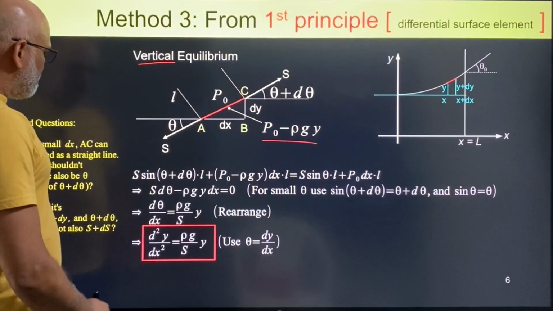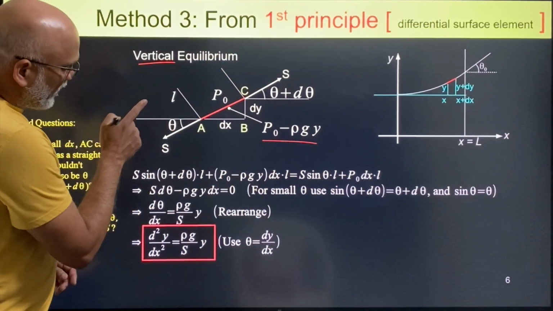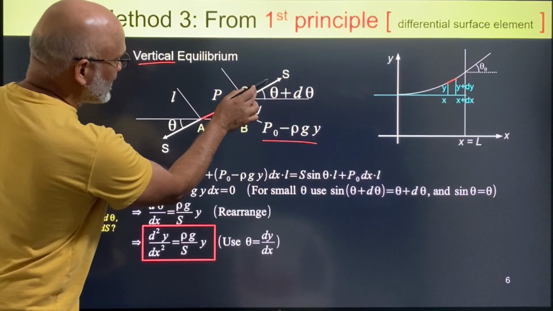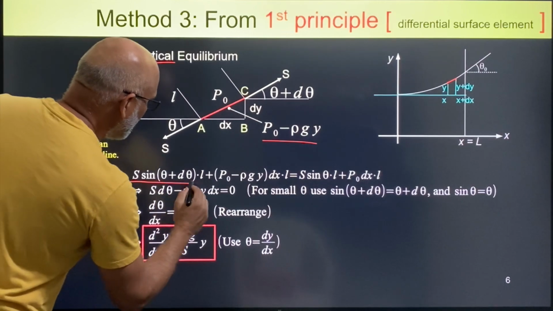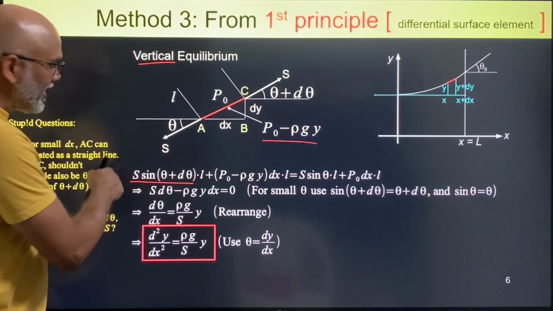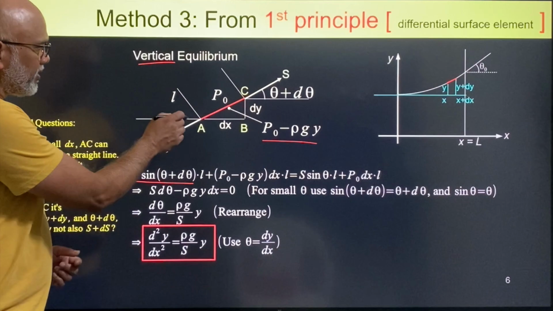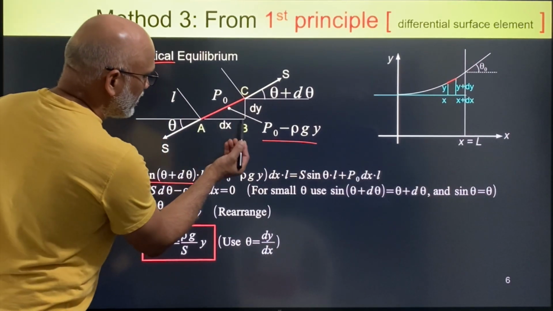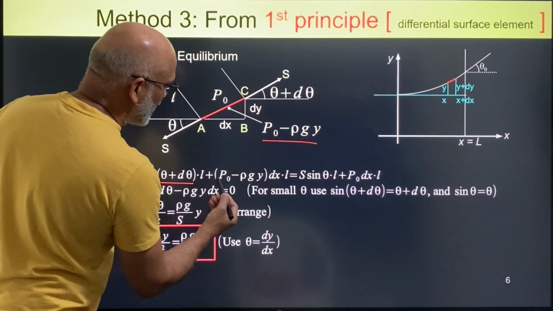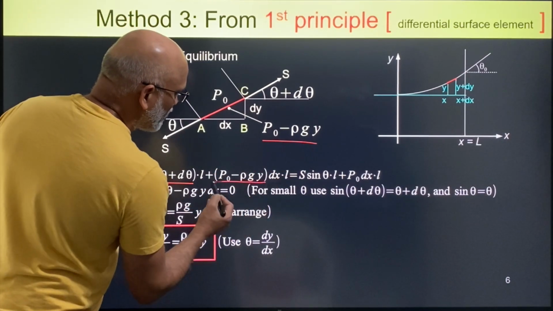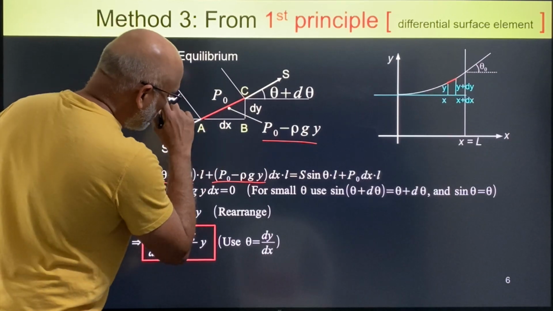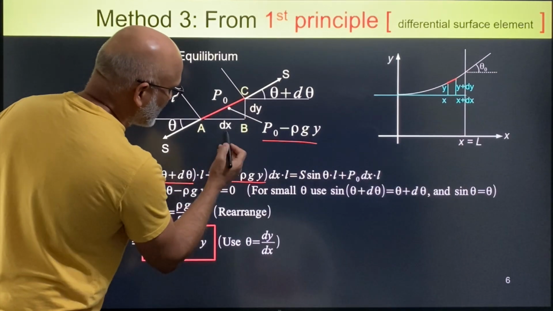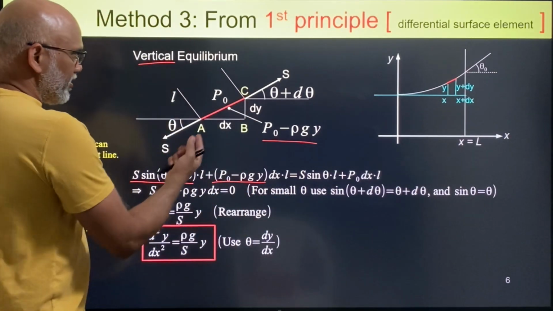All right, now I'm going to write down the forces. Let's first take the forces in the upward direction, that is S sine theta plus d theta times L, because S is force per unit length, so I'm taking an arbitrary length L in this direction. And then the upward force due to pressure is going to be P naught minus rho gy times the projection of the surface in this direction, that is dx times L. So that is the upward forces.